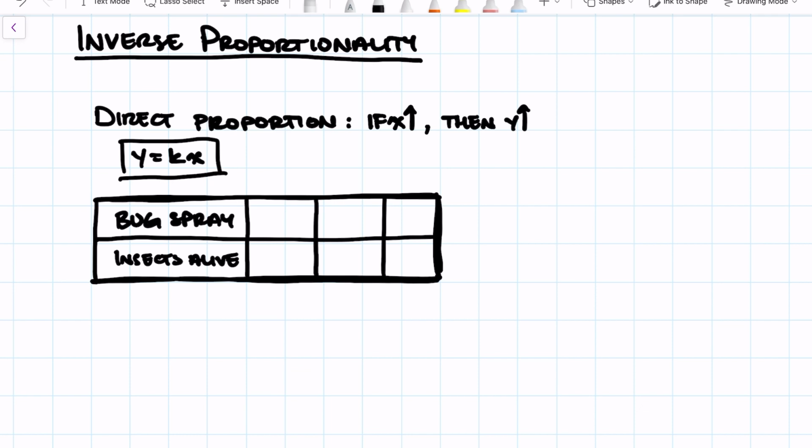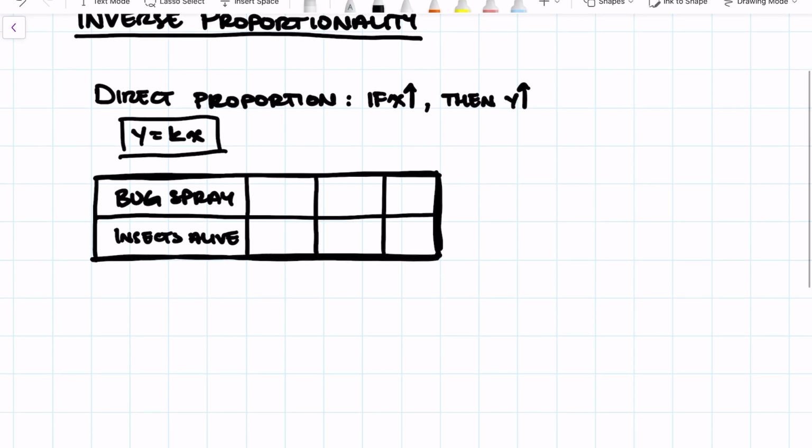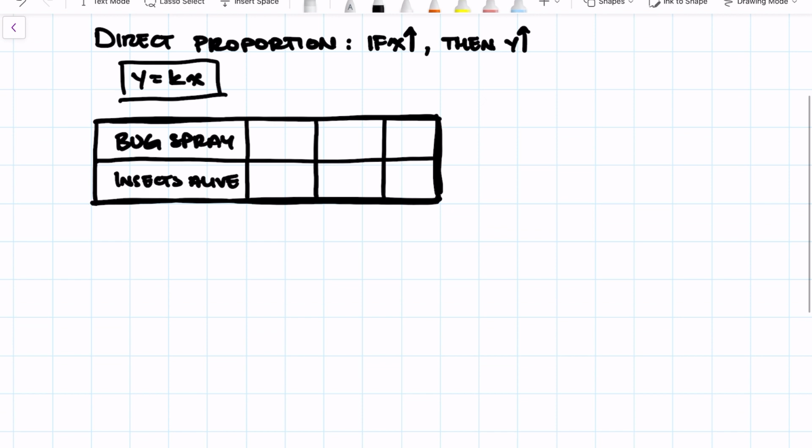All right, so you should already have this down and you should be familiar with this, right? y is equal to kx, and we already know that. Now, however, we're going to talk about something that is called the inverse proportion.